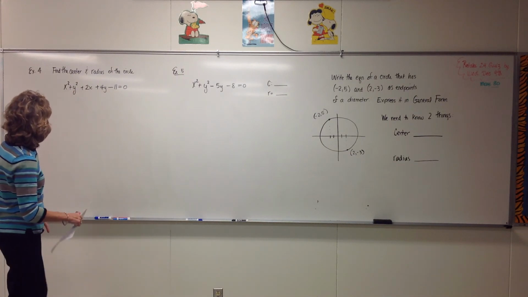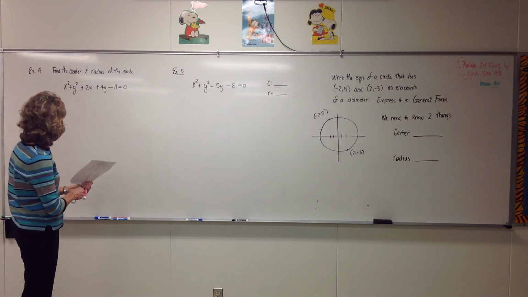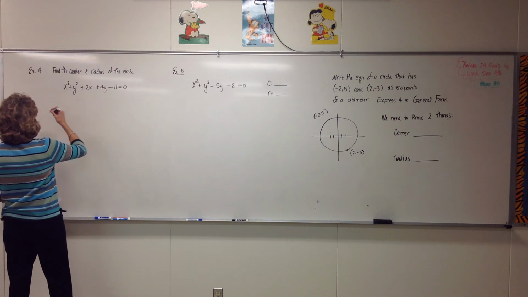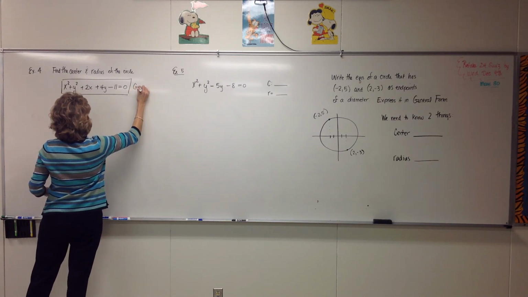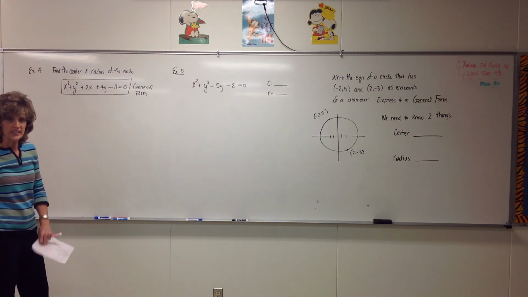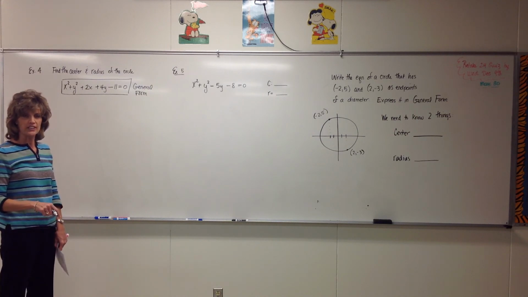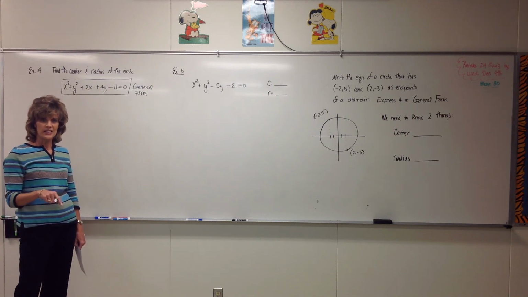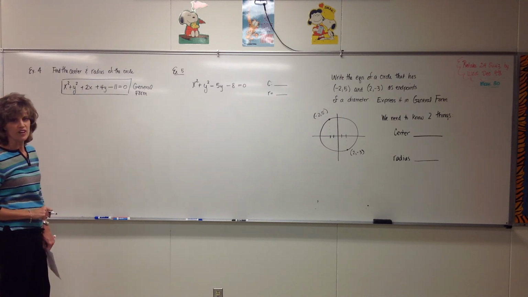In example 4, we have an equation given to us in general form because everything's on one side equal to 0. So this is the general form of this equation, but you can't just look at that equation and immediately see the center and the radius. In order to see the center and the radius, you need it to be in the form (x minus h) squared plus (y minus k) squared equals radius squared. In order to get there from here, it's going to involve the process that we've done before, completing the square.